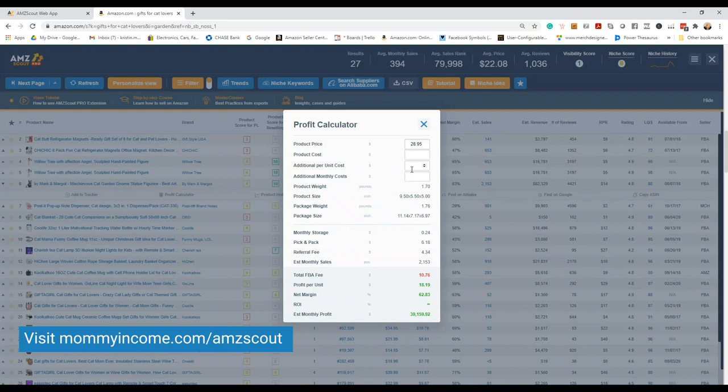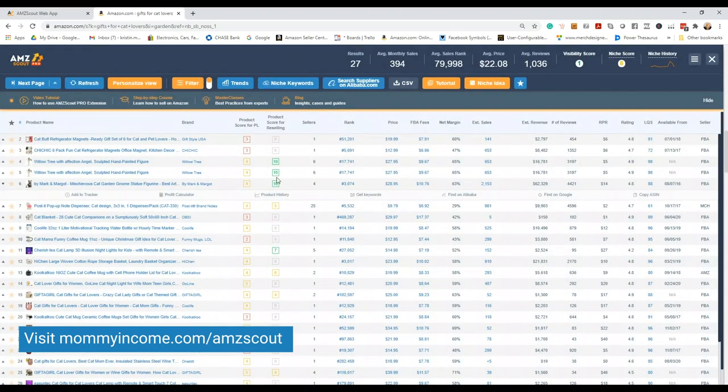This would be for individual items. So another thing that you want to look at there is seeing, okay, here's a great product that you have, a cat gnome statue figurine. This again comes up with the cat gift for cat lovers. And then you can look at the Alibaba. Now, if you want to find a source for the product.